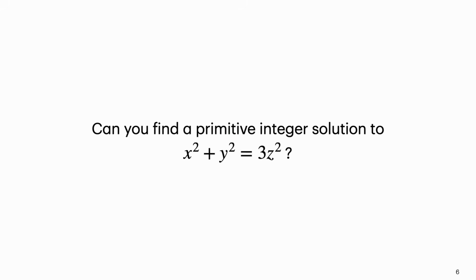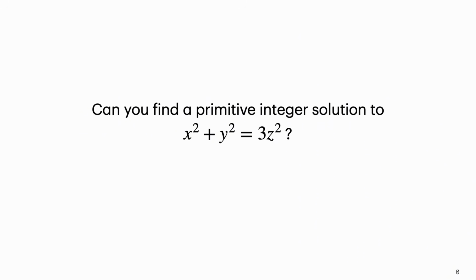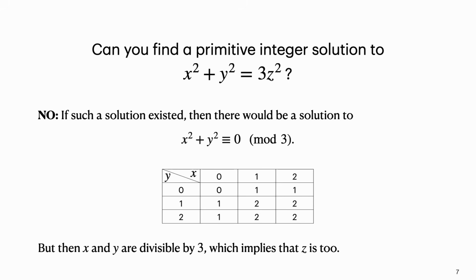Now we can look at another one. I have just changed a 5 for a 3, and now the question is the same. Can you find a solution for this equation? No. Well, you have 5 more seconds to think. Okay, so the answer is no. And how do we prove that there are no solutions? We're looking for primitive solutions now, so we don't want all of the numbers to be divisible by the same number.